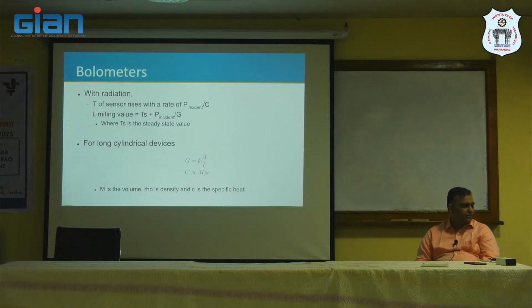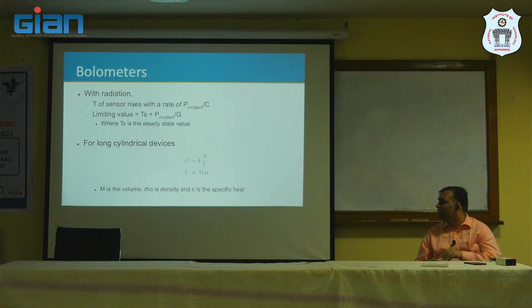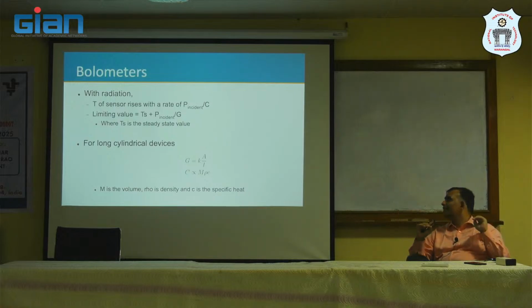The temperature of the sensor will rise at a rate of P incident by C. So from this relationship you can come up with that. The limiting value would be a steady state value, which is the incident radiation divided by my heat conductance. So I'll reach a steady state value in due course of time, and you might have seen as we start heating we will reach that at one point of time.